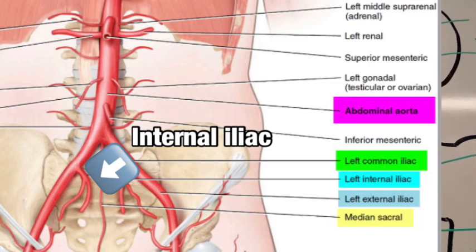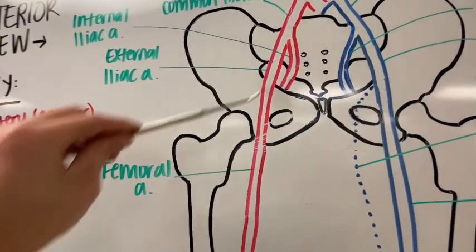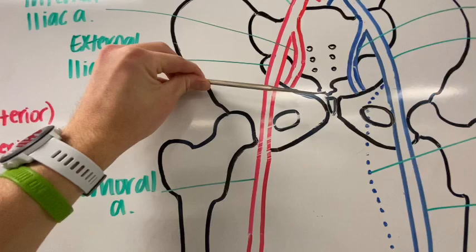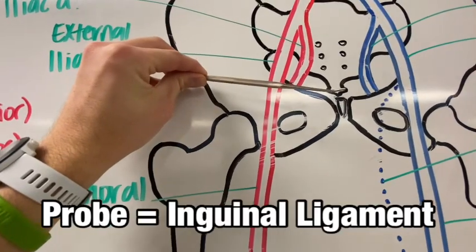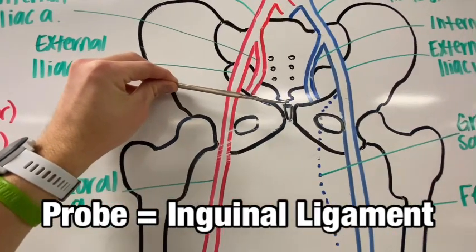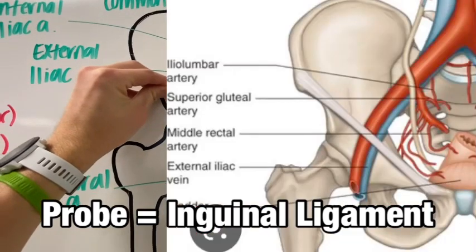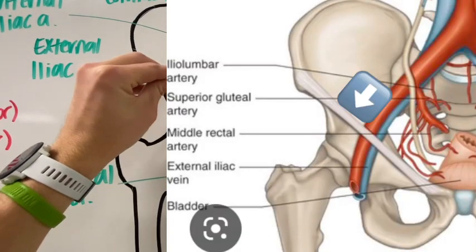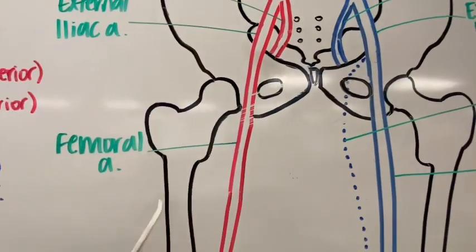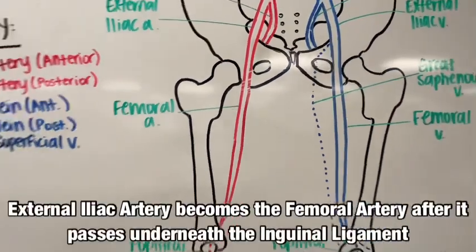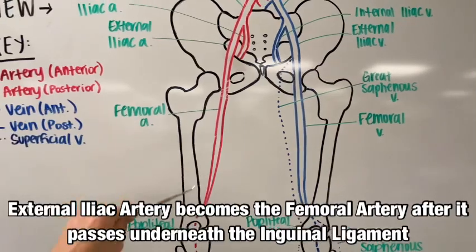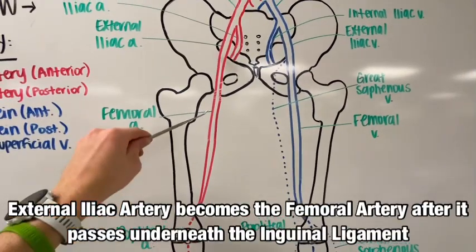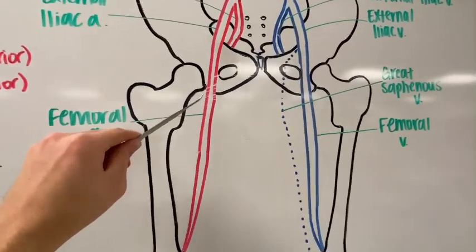So where's the external go? Well, it comes down and it crosses the inguinal ligament. The probe right now is representing the inguinal ligament. Here's a picture of where that is. Once the external iliac artery crosses this ligament, it's going to become the femoral artery, because now we're in the femoral region. And this one is the one that you see in the femoral triangle.